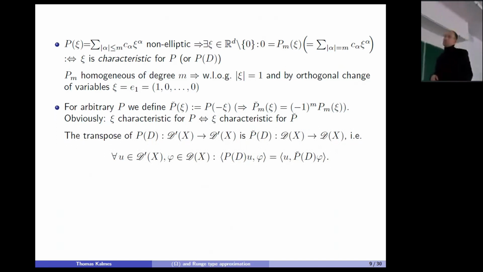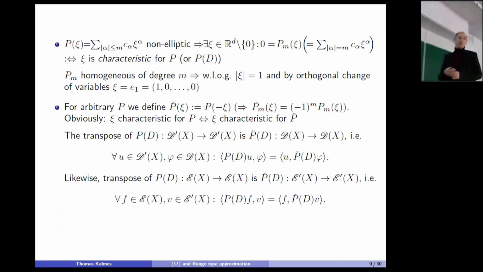So we consider the transpose of our partial differential operator on the distributions. And this is given by the differential operator coming from the polynomial P check on the space of test functions. So we have this equality: if we apply our partial differential operator to u, apply it to a test function v, then this is the same as applying the distribution u to the test function P check applied to v. Likewise, the transpose of the differential operator on the space of smooth functions is given by P check acting on the space of compactly supported distributions, which is denoted by E prime. So we have the same equality for the duality brackets as in the previous case.